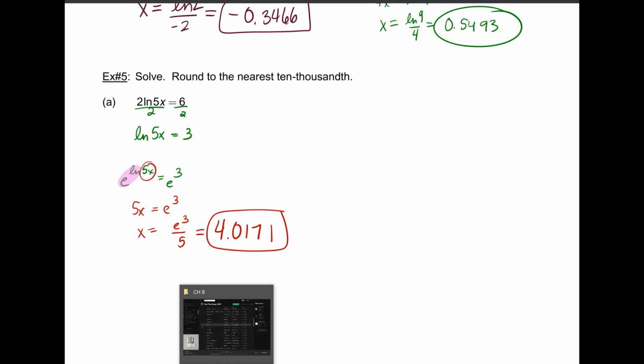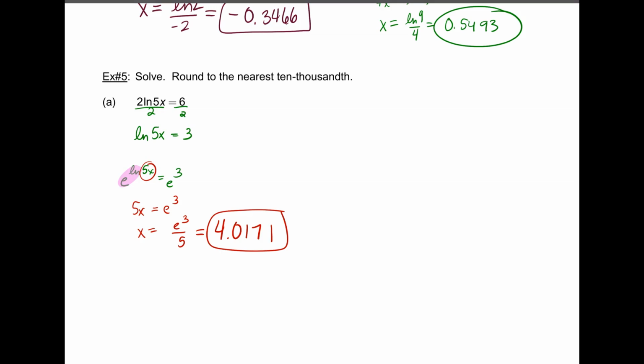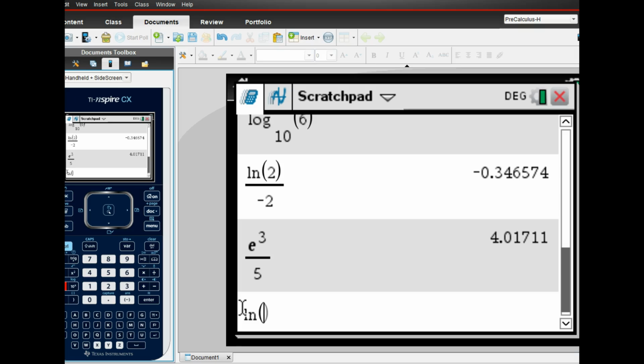For the ln button, if you push control and then push the e to the x, it goes to the blue label right above it, which is the ln.